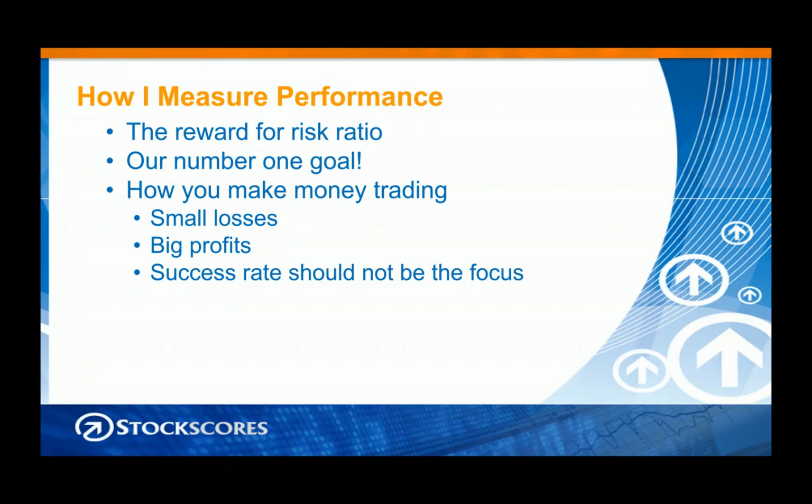Now, how I measure performance is something that we need to understand, because I'm going to show you two specific examples in a minute here. So we measure performance not by percentage gain, not by dollar profit. We always measure performance by the reward for risk ratio. Now remember, our number one goal is capital preservation, so we're always going to plan to lose. We're going to be good losers. If the trade doesn't work, we take a small loss, we move on. If it is working, we let it run until we get a sell signal so that we can have bigger profits than our losses. We're not worried about success rate.